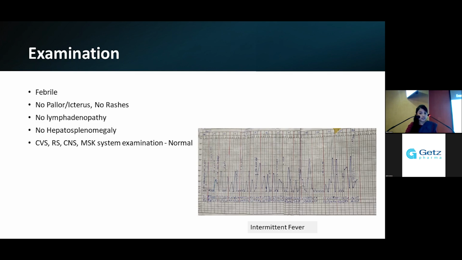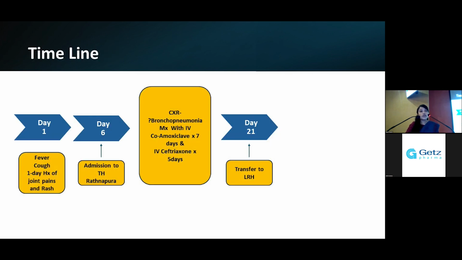So this was her fever chart from the day of admission, and you can see this is an intermittent fever pattern, and the fever is coming to the baseline at every spike. So to further clarify this presentation, on day 1 to day 6, she had fever and cough with a 1-day history of joint pains and rash. So she was admitted to Teaching Hospital Ratnapura on day 6, and there the chest X-ray revealed some bilateral opacification.